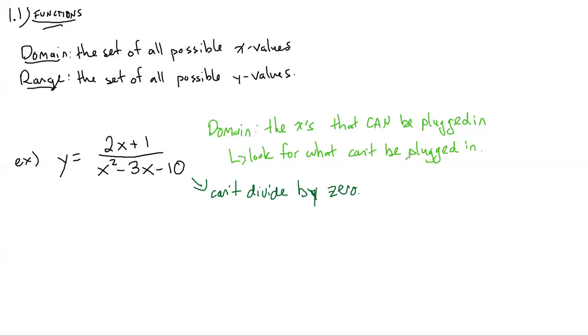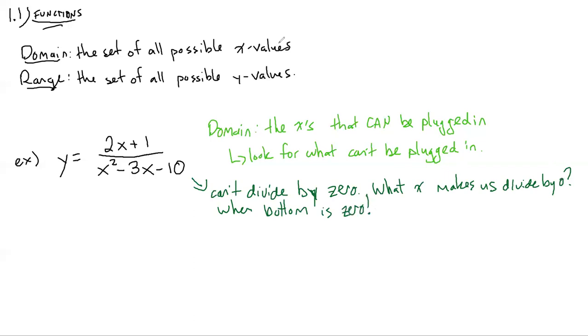And so what we should be asking is, what x's are going to make us divide by 0? Well, it's when the bottom is 0. So that's what we're going to be looking for here. So let's figure out when that happens.